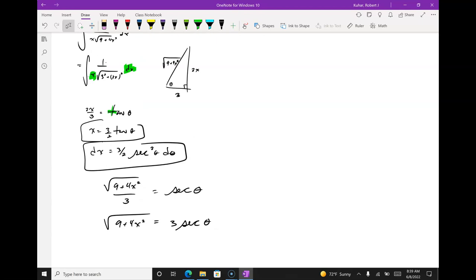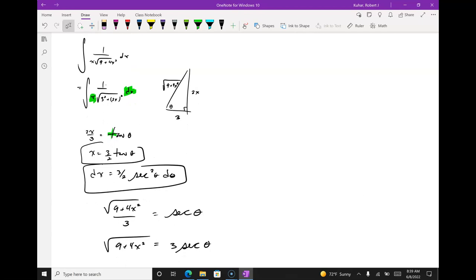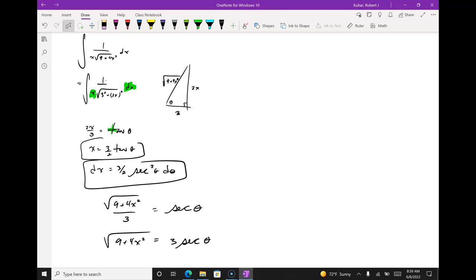Now, look at what the book said to do in number 4. It says, let x be 3/2 tangent of theta, right? So they're just giving you that first step. I think it's better for you to be able to create the whole thing from the beginning. If you're doing these problems without a triangle, you've got to tell me what you're doing, because I can't do it without a triangle. Even they're writing a triangle, right? And the key is because I want to convert back to x at the end.